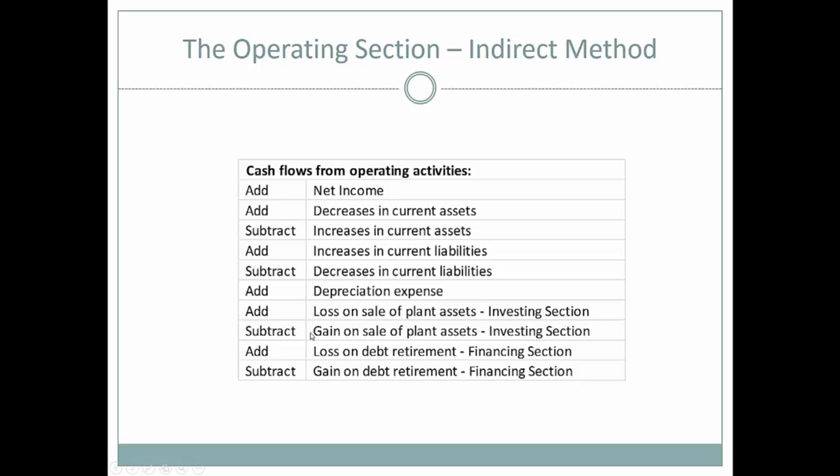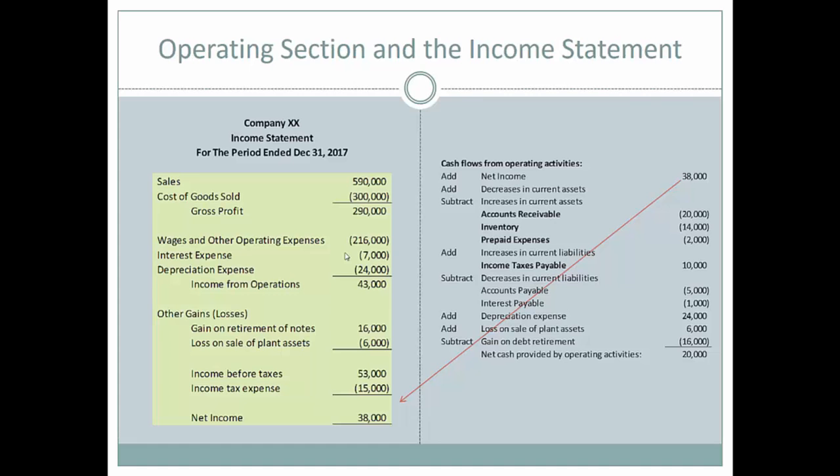And then we're going to subtract a gain. And then we'll add any loss on a debt retirement and subtract any gain. So here they kind of move in opposite directions. So add a loss, subtract a gain, add a loss, subtract a gain. But this would probably be a good sheet to get a screenshot of and save it to help you study.